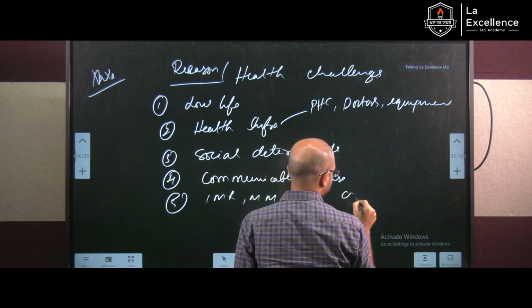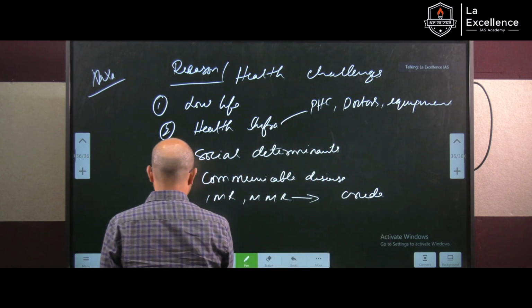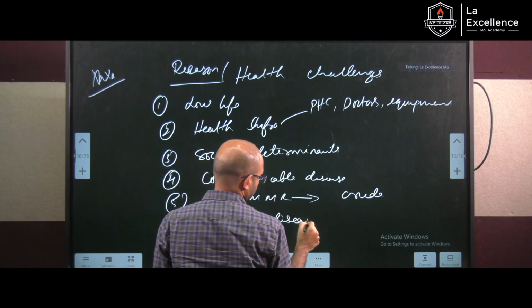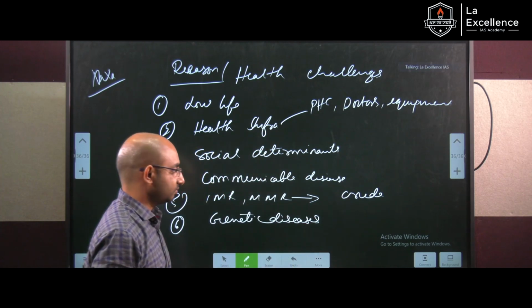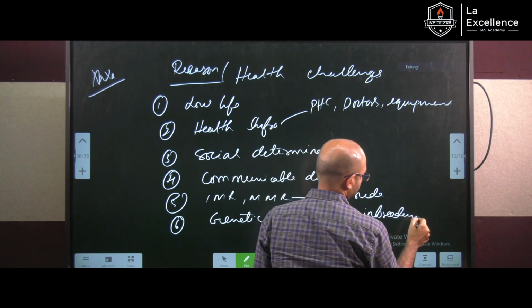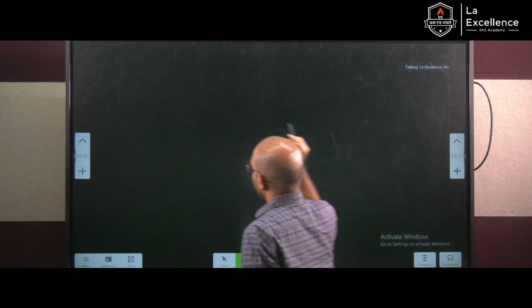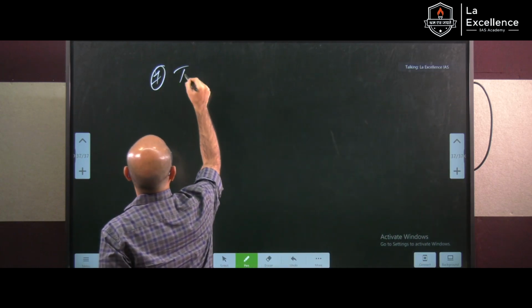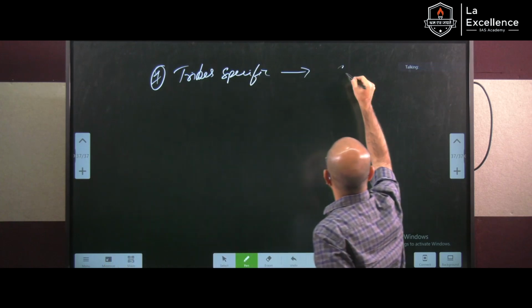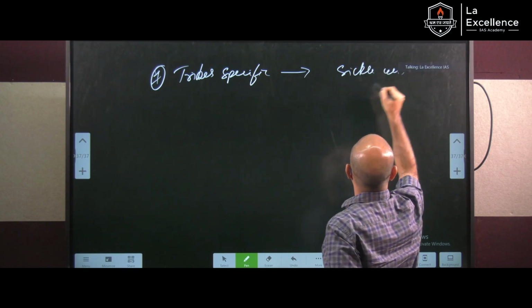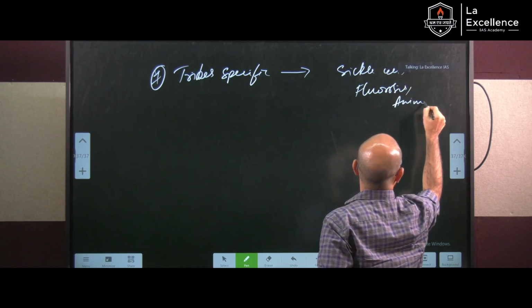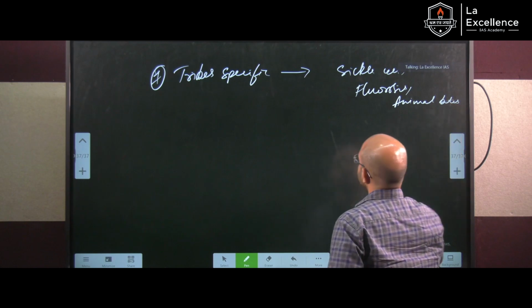Why? Because of crude birth practices. 6. They also have a high incidence of genetic diseases, because of inbreeding and cross cousin marriages and all that. Next, we are also seeing the emergence of tribal specific diseases like sickle cell anemia, fluorosis, animal bites, falls from trees, and so on.